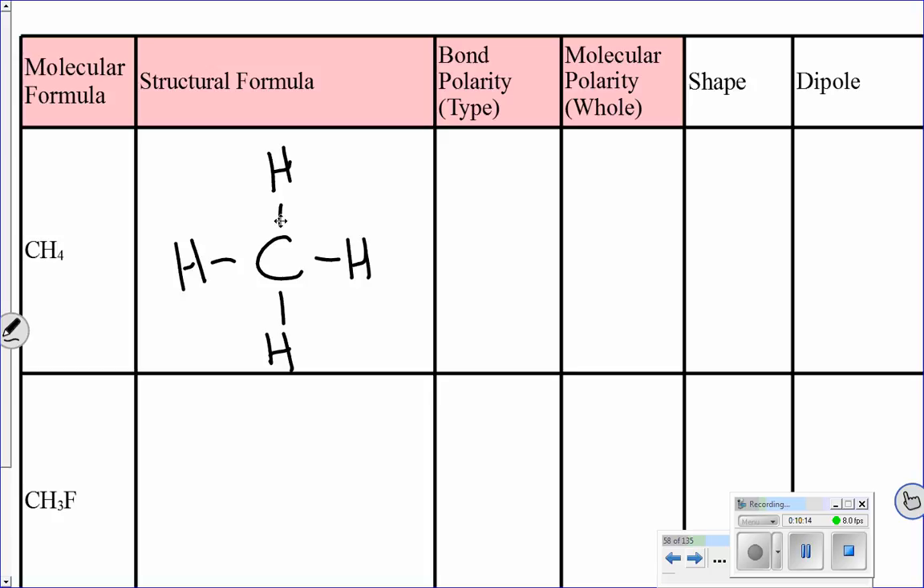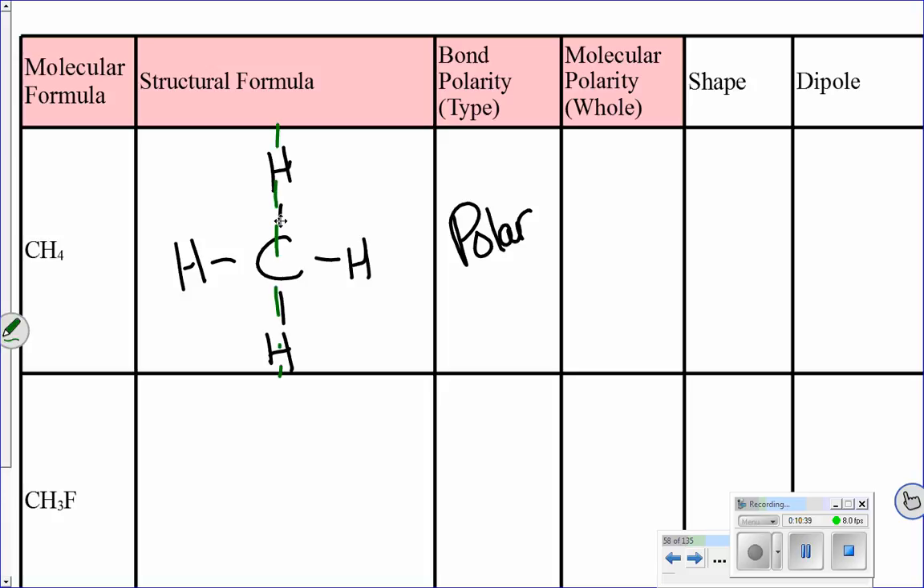Now this looks very, very different on paper than it would if you created it on the model kit. So this is a very important one to make sure that you see with the model kits. My bond types here, all of these bonds are between 2 different atoms, therefore my bond type is polar. But here's where things are going to get interesting. Let's do our chop-chop test on this molecule.